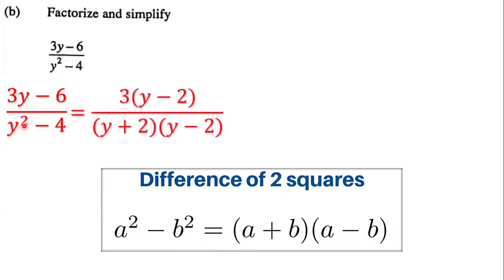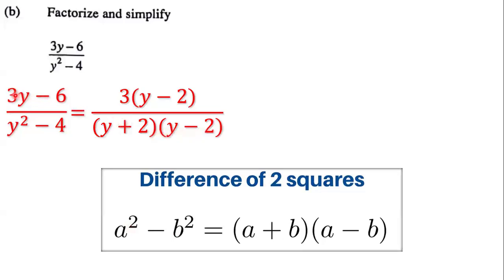We have y squared, and we ask ourselves, what is the square root of y squared? Well, the square root of y squared is y, and the square root of 4 is 2. And so you add them, then you subtract them. And so we have y plus 2 multiplied by y minus 2.